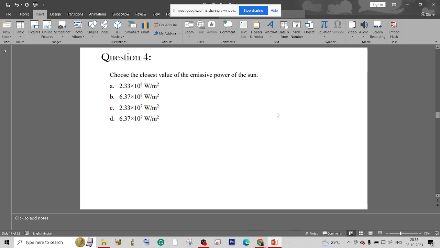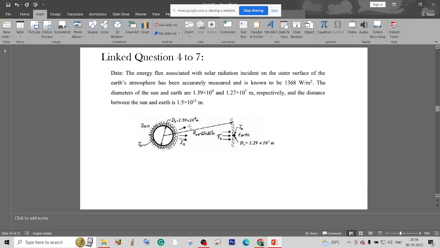How can we do that? By applying conservation of energy to the solar energy crossing two concentric spheres: one sphere passing through the mid-section of the earth, and one having the radius of the sun. By that we can easily calculate the emissive power of the sun.